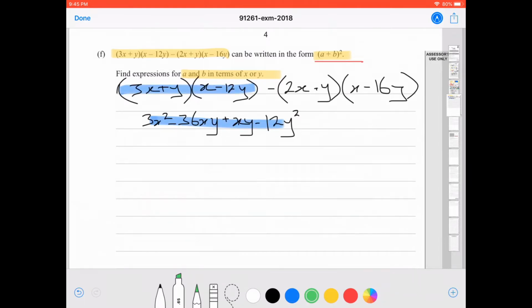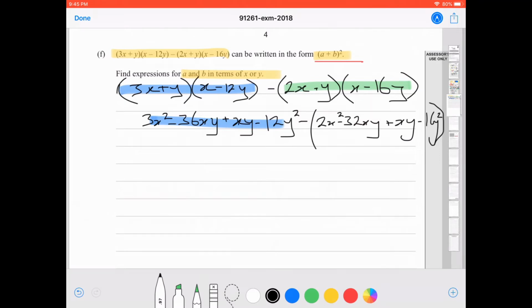Now let's look at our last two sets of brackets. We've got, and we'll keep our negative sign as it is, and we'll just put this all inside brackets. 2x squared minus 32xy plus xy minus 16y squared. Okay, and that's inside brackets as well. Sweet.